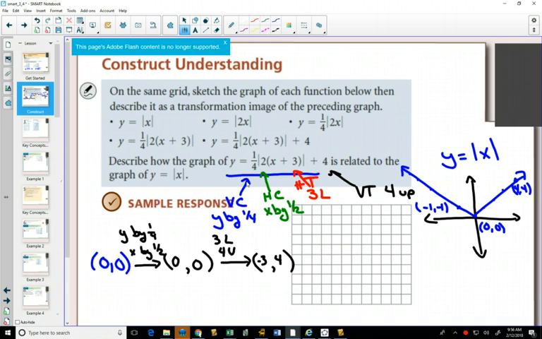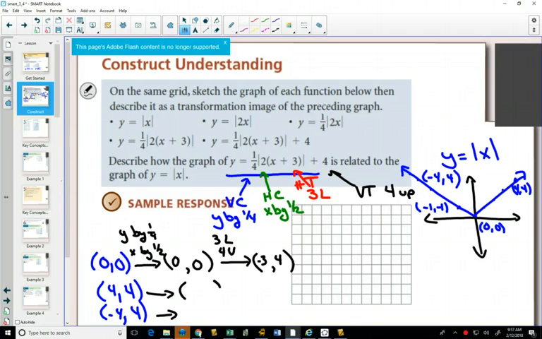If I choose on my original graph 4, 4, or -4, 4, sorry, if I choose those points, can you see when you multiply your y-coordinate by a quarter, you'll still get nice numbers to start with? And so what happens to these points? What happens to 4, 4?